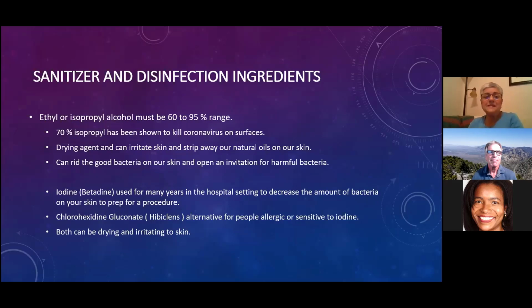So with sanitizer and disinfection ingredients, let's talk a little bit about that. As I had said before, with a sanitizer, ethyl or isopropyl alcohol must be within the 60 to 95% range. 70% has been shown to kill coronavirus on surfaces, along with other viruses as well, but our main focus today is coronavirus. It's also a drying agent.